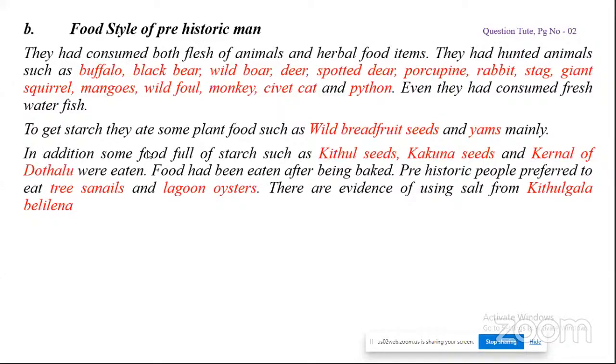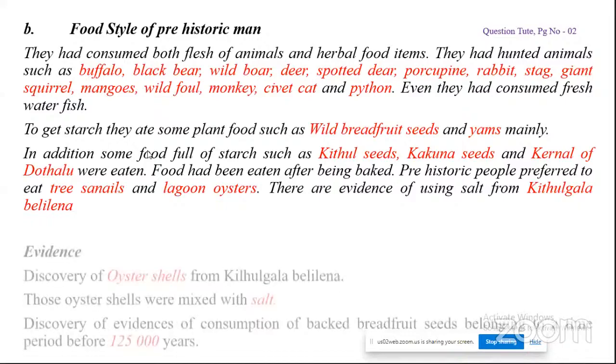Food had been eaten after being baked, so that means they had the habit of baking and eating. So wild breadfruit seeds, they were baking. Baking means they were putting these seeds into fire and baking and eating. So not the raw things they have eaten. And prehistoric people preferred to eat tree snails and lagoon oysters. There are evidences of using salt from Kitulgala Belilena.